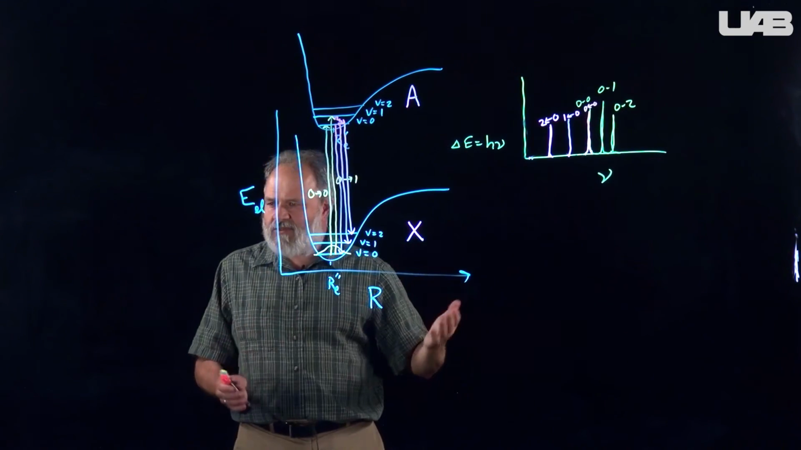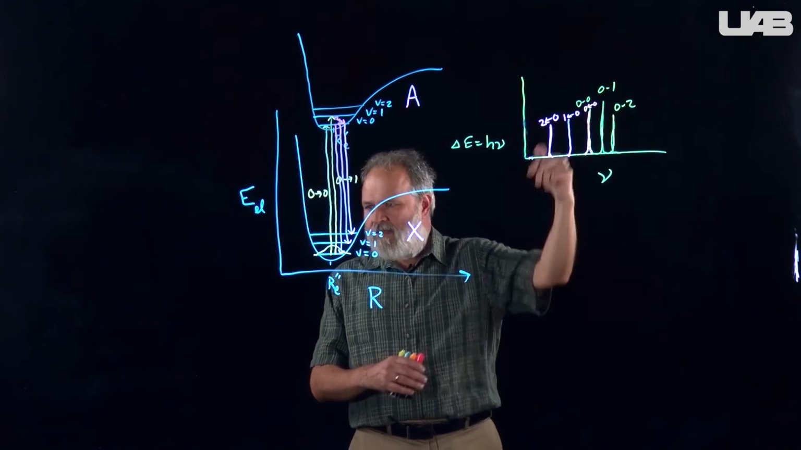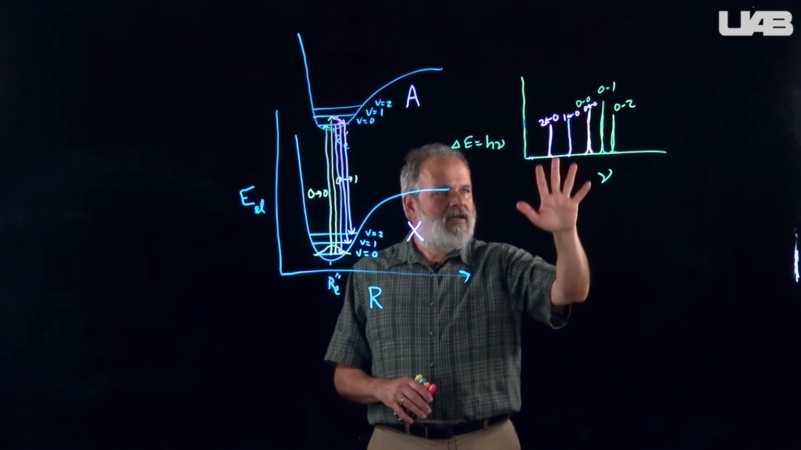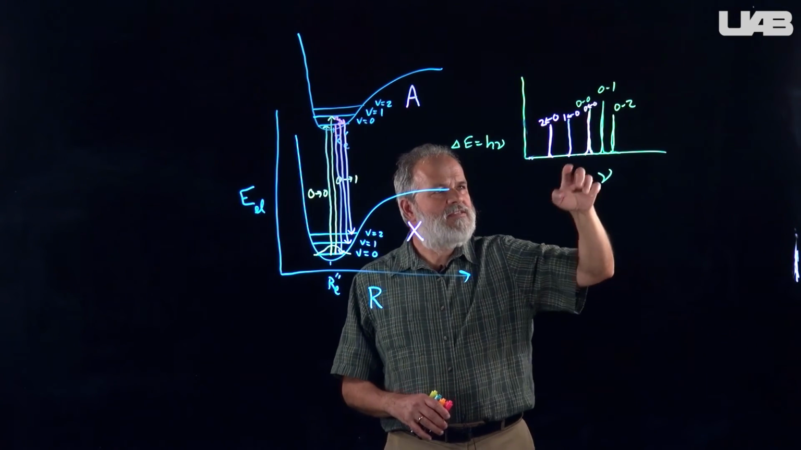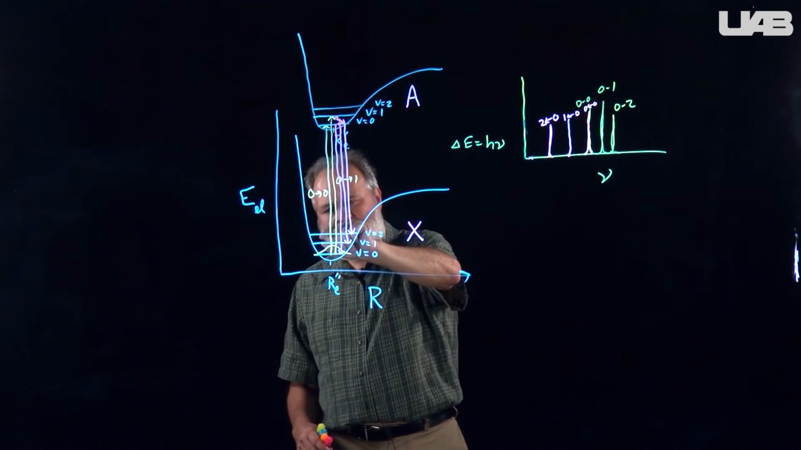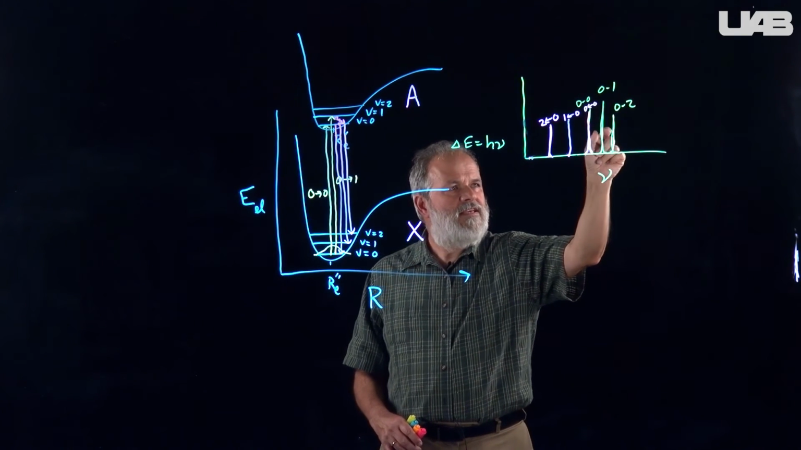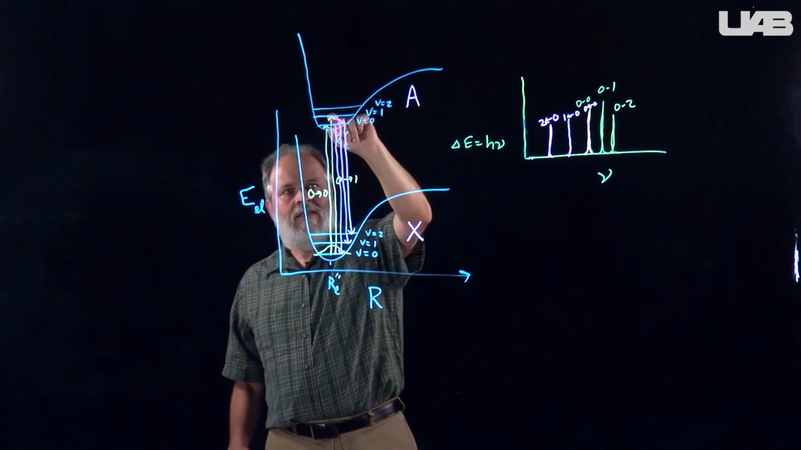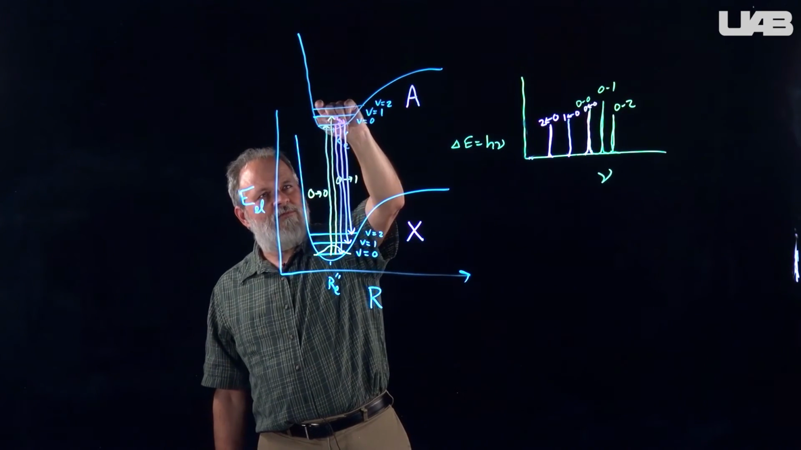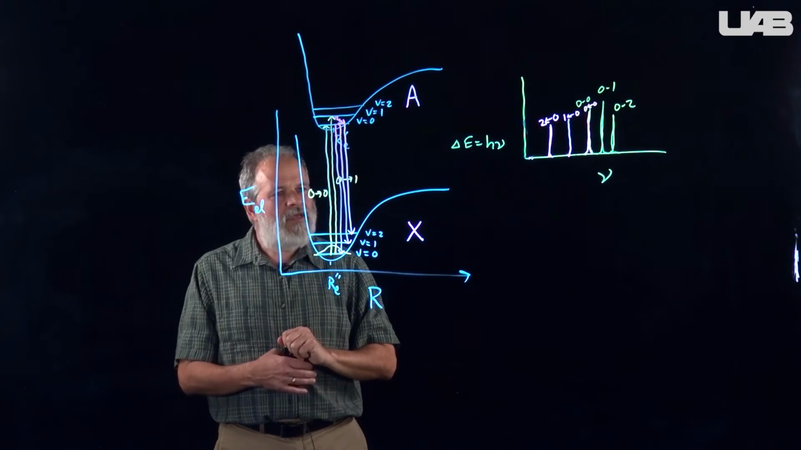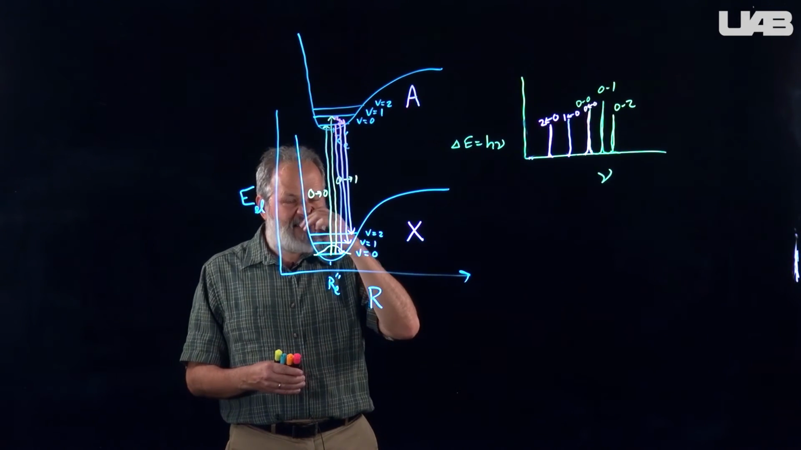And then from the 0, 0, you know the next one should be 0, 1, or 0 to 1 emission. And so you get a kind of series of peaks. These spacings are the spacings of the vibrational ground state energy levels. And these spacings are the vibration frequencies of the excited state. Right? And so that's absorption and emission, and this is fluorescence.